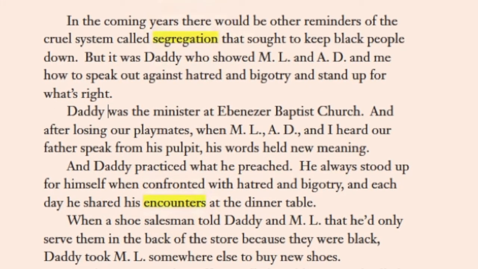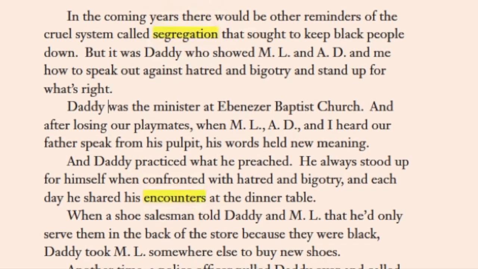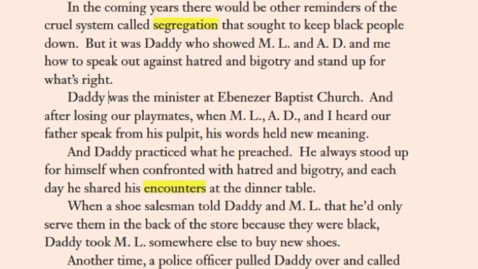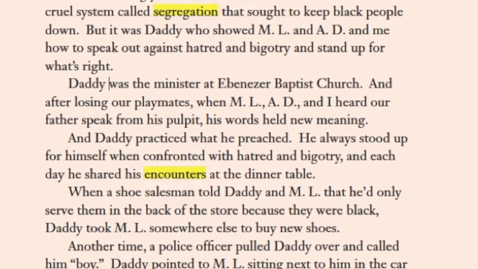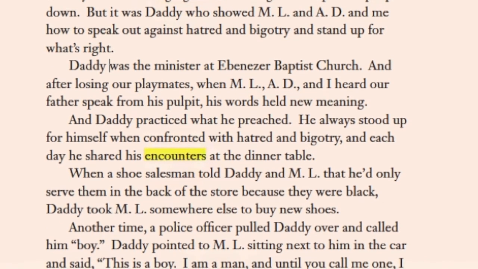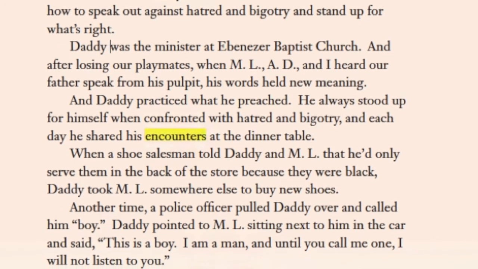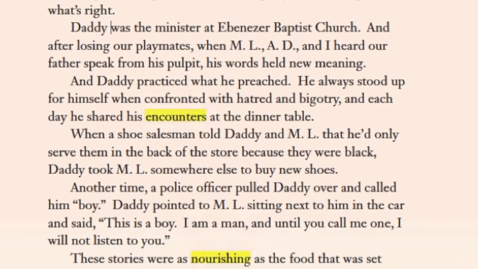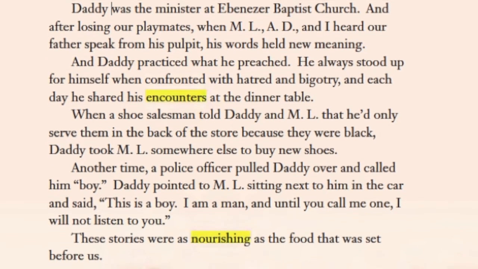In the coming years, there would be other reminders of the cruel system called segregation that sought to keep black people down. But it was Daddy who showed ML and AD and me how to speak out against hatred and bigotry and stand up for what's right. Daddy was the minister at Ebenezer Baptist Church, and after losing our playmates, when ML, AD, and I heard our father speak from his pulpit, his words held new meaning. And Daddy practiced what he preached.